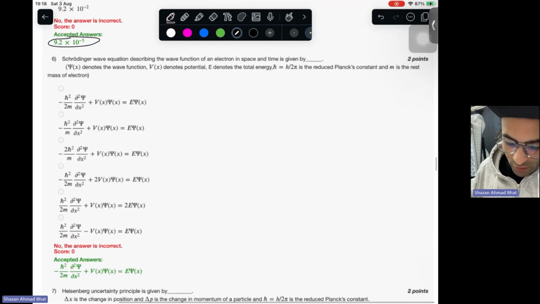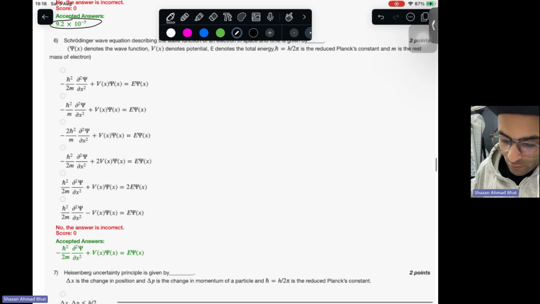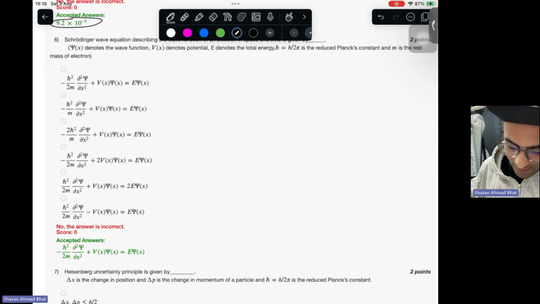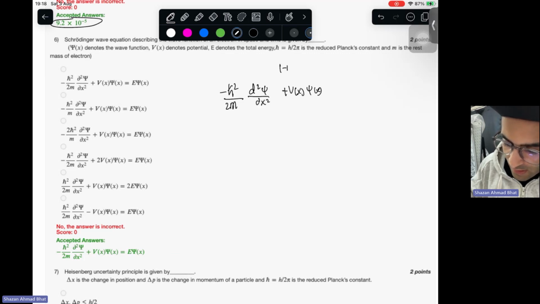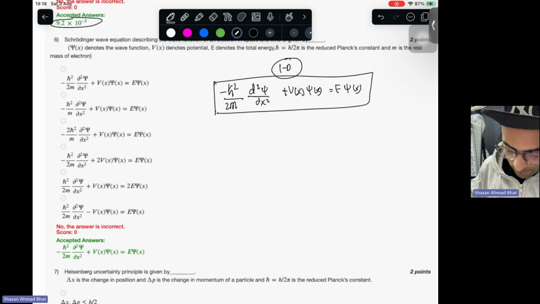So Schrodinger wave equation, you need to identify among this. We have used the Schrodinger wave equation multiple times. So it is this particular thing here, which is minus h bar square divided by 2m. So Schrodinger equation basically is minus h bar square divided by 2m d square psi divided by dx square plus v of x psi of x. This is in 1D, which is equivalent to e of psi of x. So now which of the following is matching this?